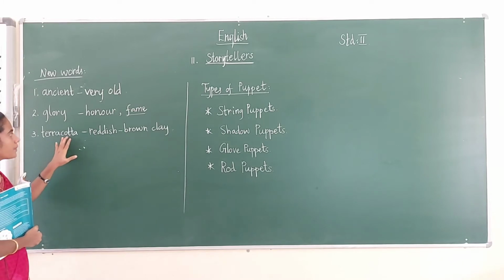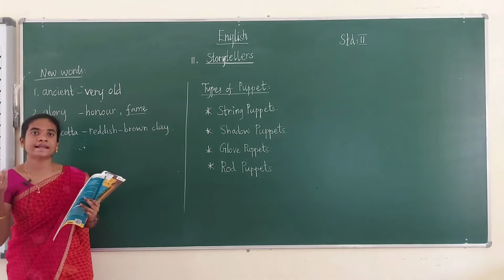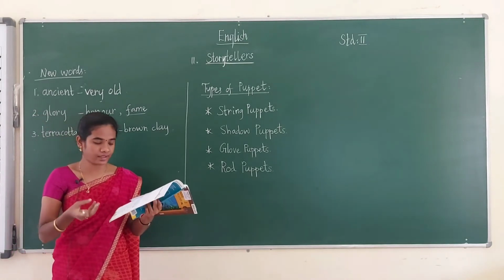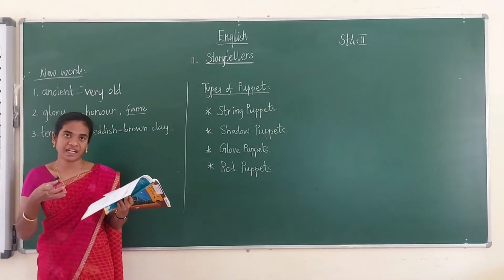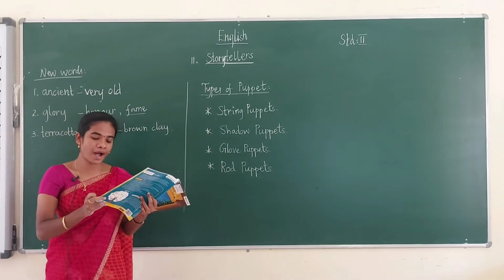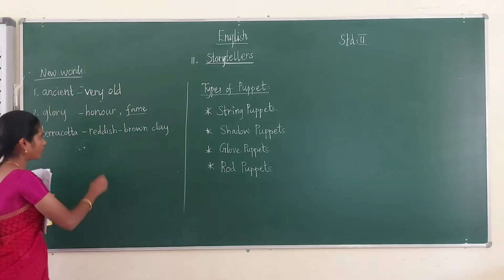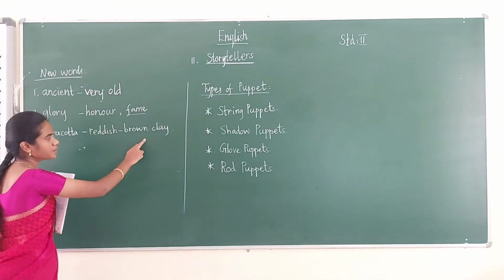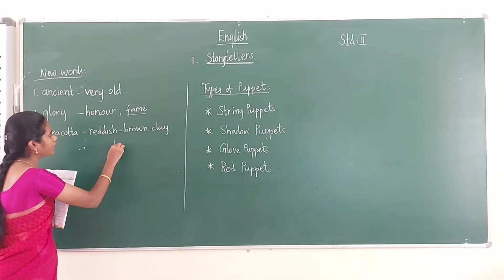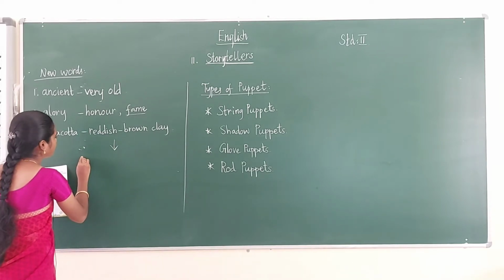Terracotta means reddish brown clay. Terracotta is a reddish brown clay that has been baked. We can bake that, and it is used for making parts, small statues and tiles. From that we can make the material, which is baked and used for making things.